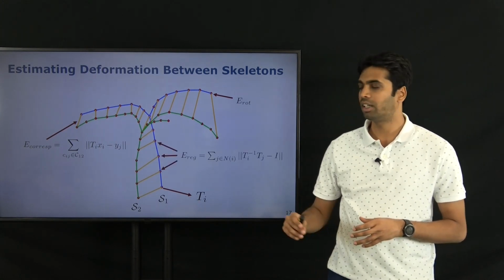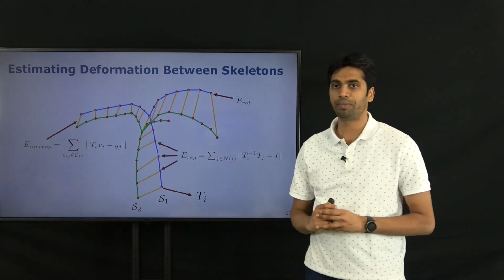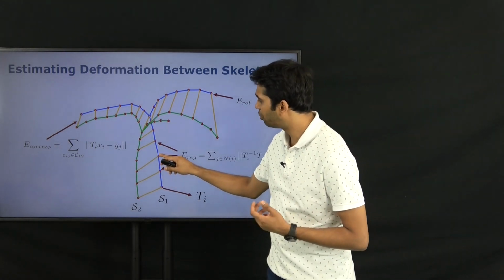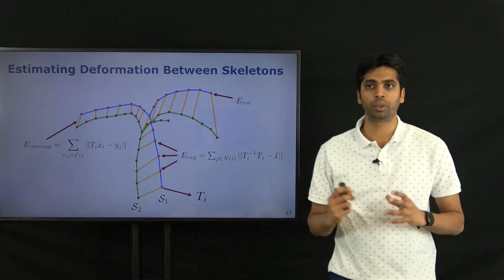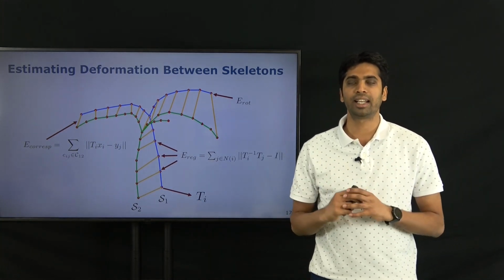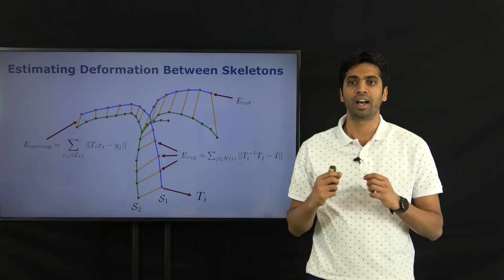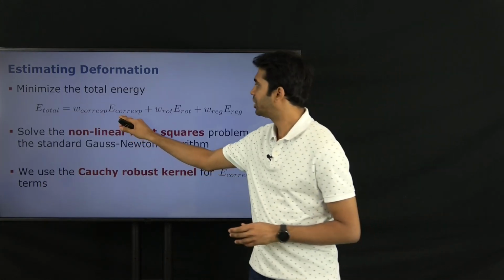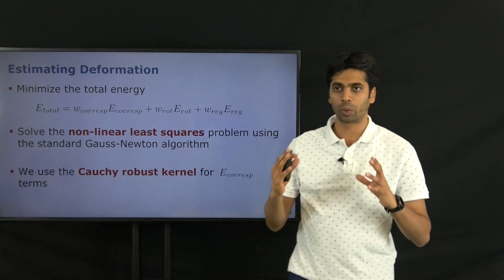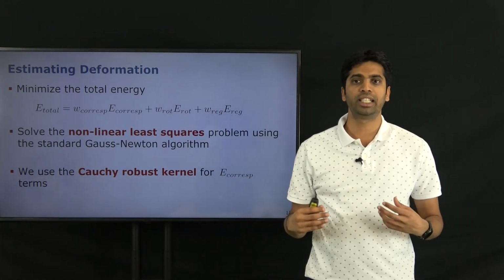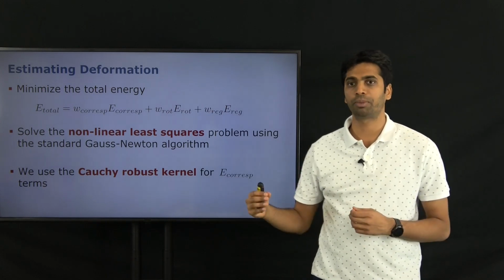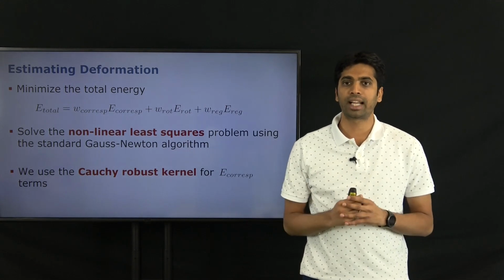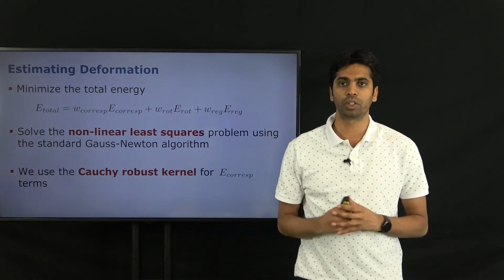And finally, we have a third energy called the regularization energy, which tends to keep the estimation for nodes which are close by similar to each other. This again results in deformations that are more natural rather than being sheared unnaturally. We combine these three types of energies to give us a total energy. And then we solve the deformation parameters as an optimization problem by minimizing a nonlinear least squares problem. And we use the standard Gauss-Newton algorithm to compute the solution.